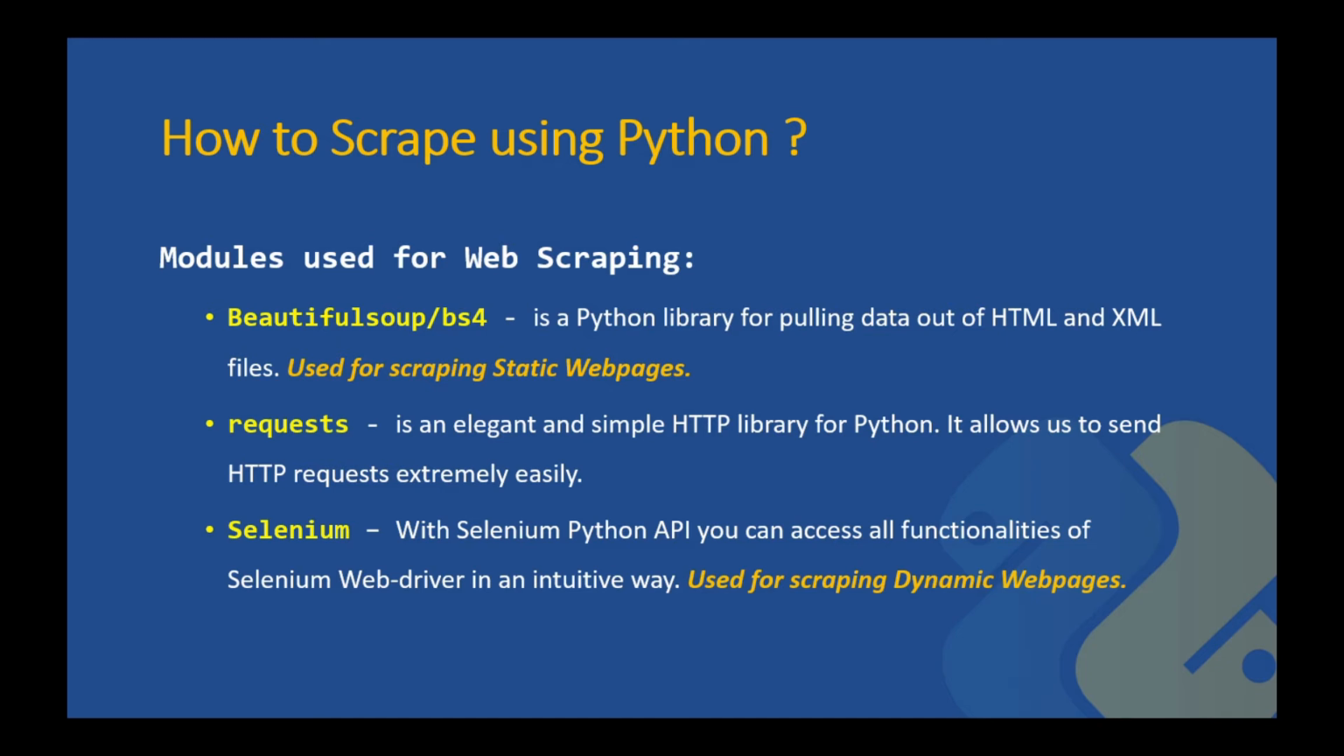In the case of dynamic web pages, Beautiful Soup will not work because the data is not static. It changes in response to the events that the user does, like clicking, scrolling, or whatever.